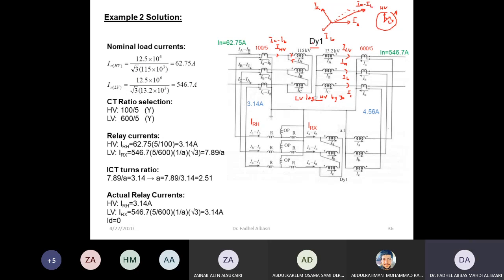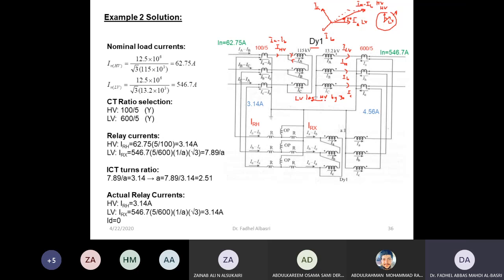Now this is the LV, and this is the HV side. So the HV leads LV, or LV lags HV, by 30 degrees. This is 30 degrees, which makes the connections correct. So this is how I connected the main transformer that gives me Dy11, Dy1.